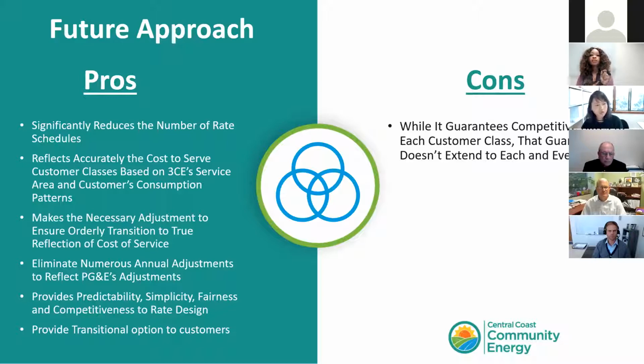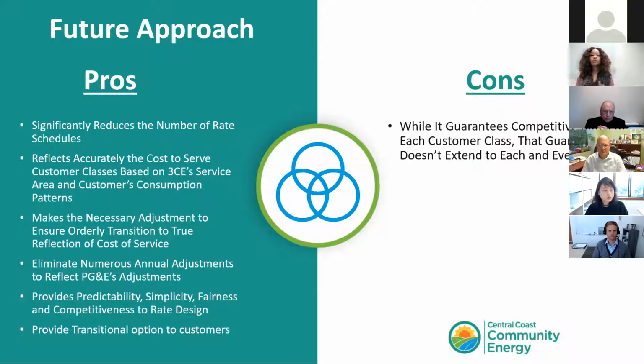It makes a necessary adjustment to ensure that there's an orderly transition to the true cost reflection of cost of service. And then it eliminates the need for us to make numerous adjustments throughout the year because we're no longer tied to PG&E's generation rate. We've actually built out these rates in a way that we can keep them stable for 3 years. So we're providing predictability, fairness, simplicity, and competitiveness to the rate design that didn't exist previously.